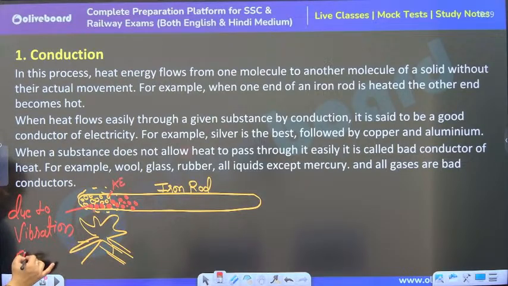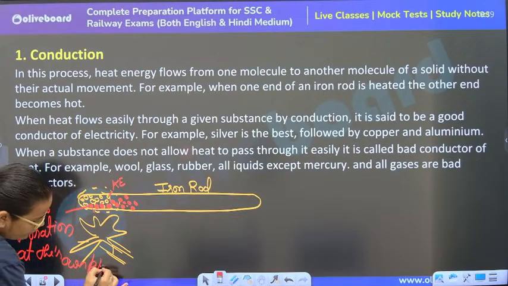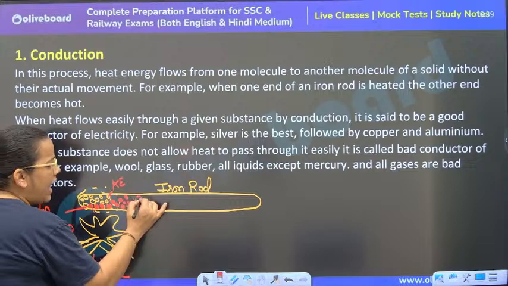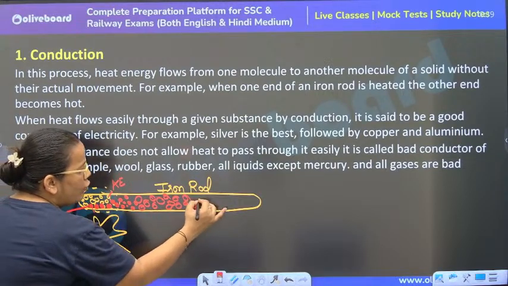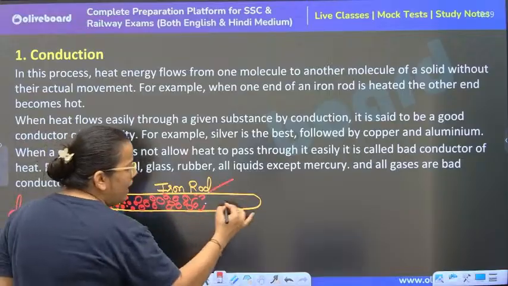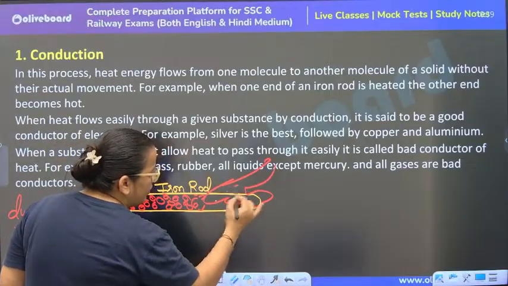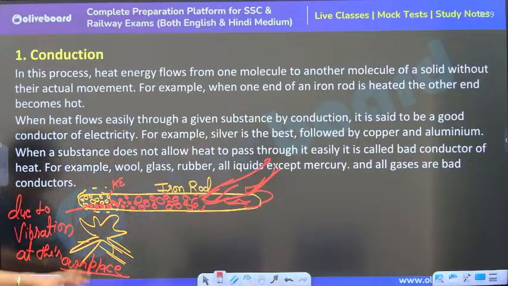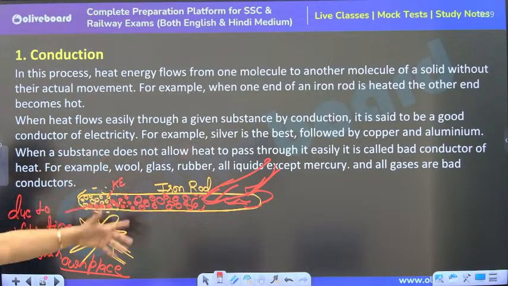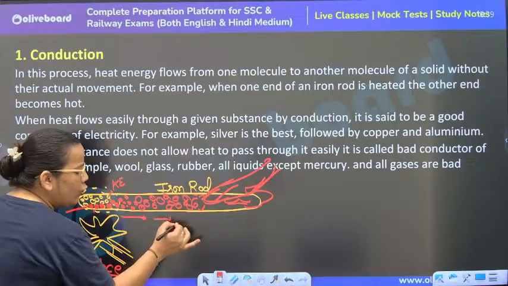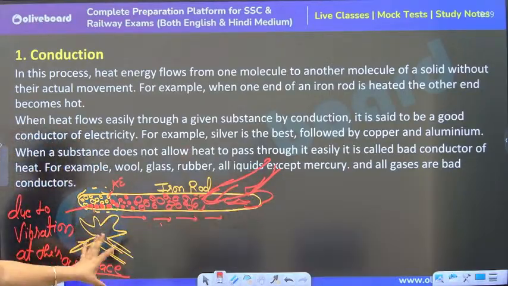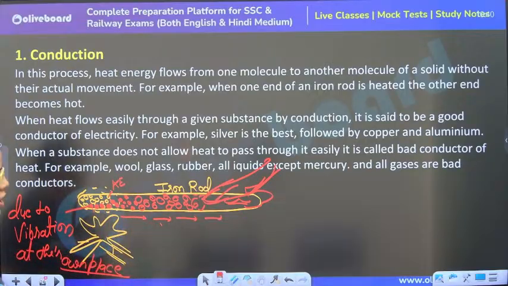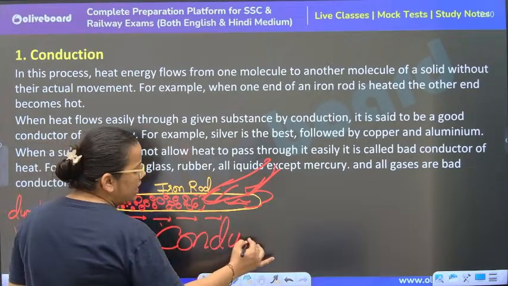at their own place. This vibration moves on, and after some time all the atoms and molecules get heated, and the person who was just holding this rod also receives heat. So through this atom part, through this molecule part, the whole rod gets heated, and this is the first type of transmission of heat, which is termed conduction.